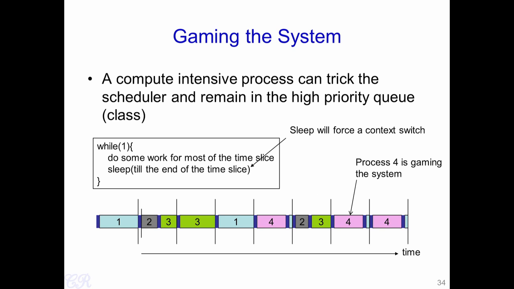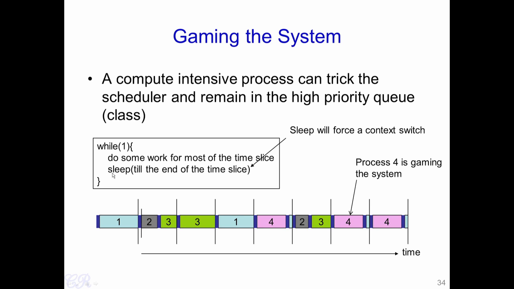Another drawback of this particular scheduling algorithm is that a malicious process could game the system and always remain in the high priority class. So, let us see how this works with an example. Let us assume the malicious process knows the time slice of the system, that is, it knows whenever the time slice completes and it knows when a context switch occurs. So, let us say it has a loop such as this over here. Essentially the malicious process will do some work for most of the time slice and then it will sleep till the end of the time slice.